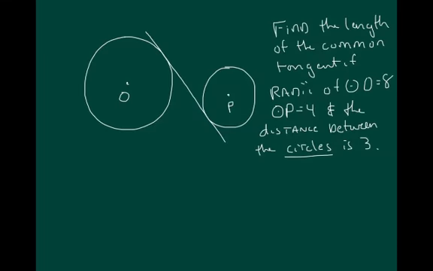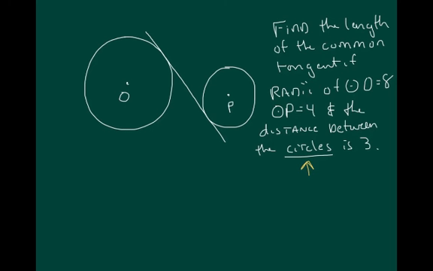Okay, in this example we're going to look at the length of a common internal tangent. Given that the radius of circle O is 8, the radius of circle P is 4, and the distance between the circles is 3. Now be careful with that distance between the circles, because literally that is from where one circle ends to the next circle. It is not the distance between the centers. If we look for the distance between the centers, it will be said explicitly. When we talk about the circles, remember, we're talking about that ring of points, not the center of the circle.